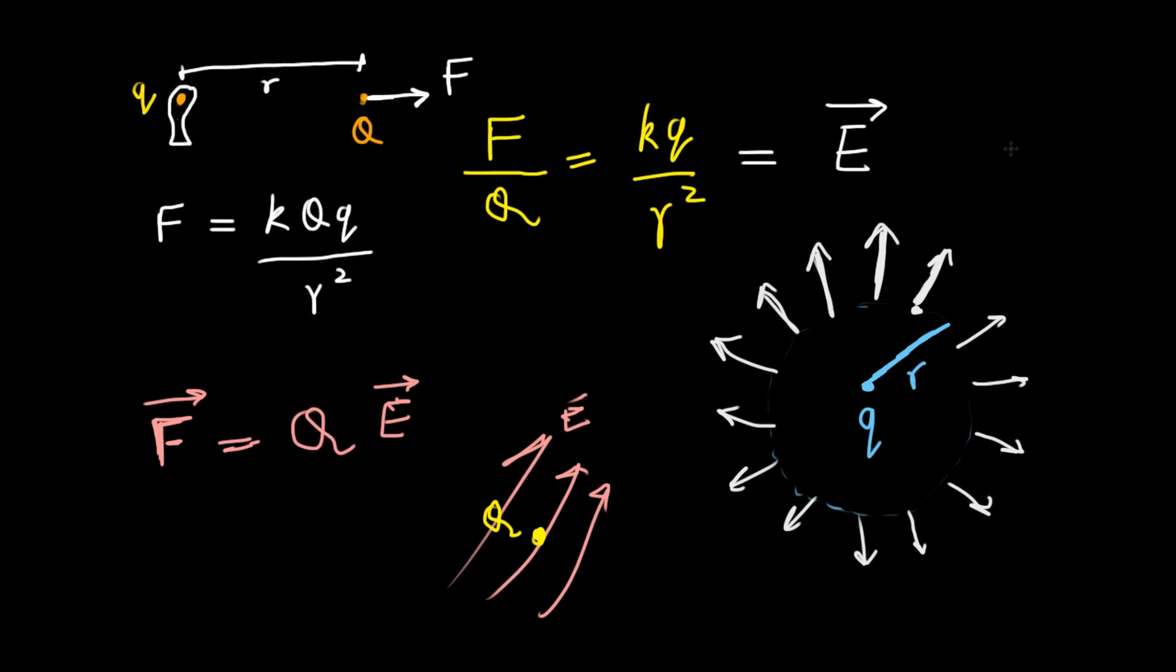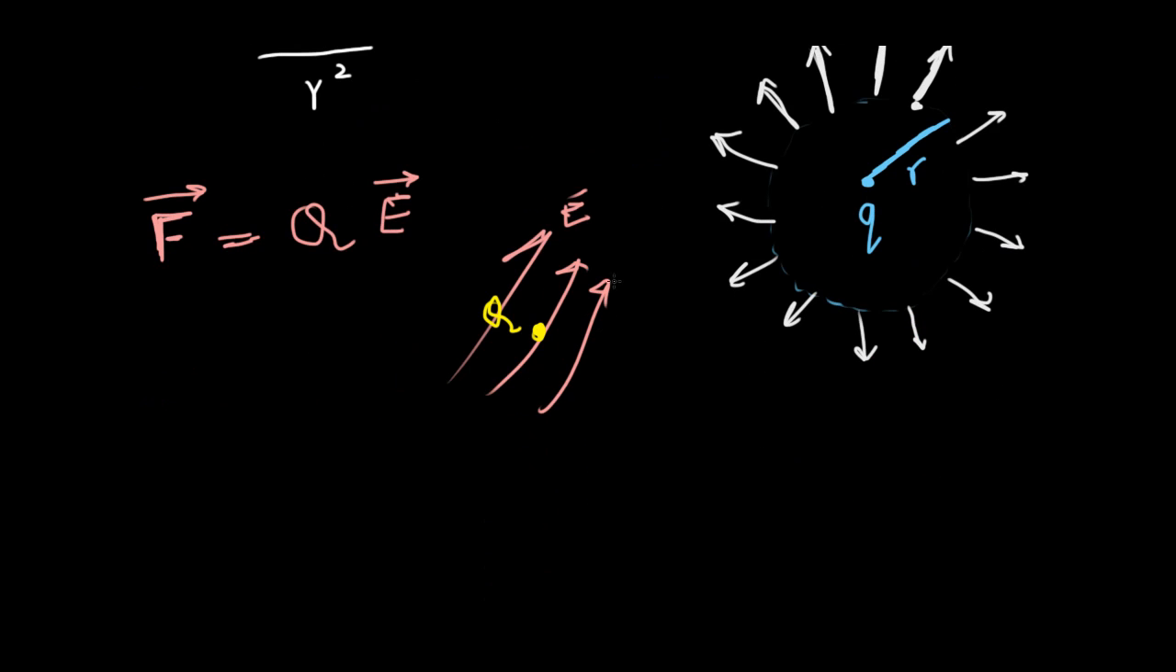Okay, so I hope you like it. From now on, if I say that there's an electric field and there's a Q, it should immediately come to your mind that it'll experience a force in this direction, and it has a magnitude of Q times E.